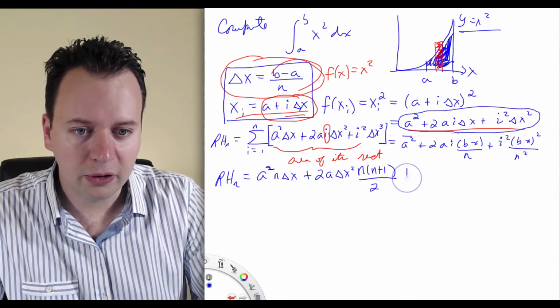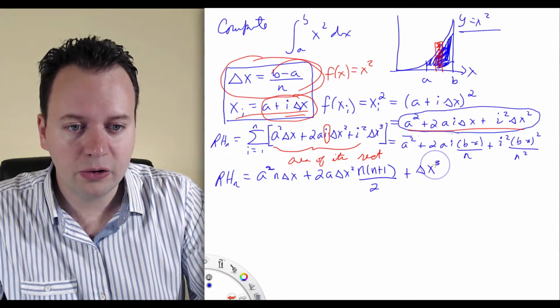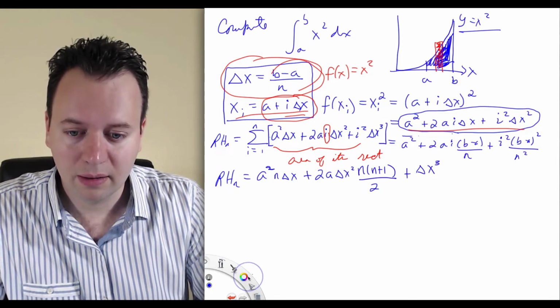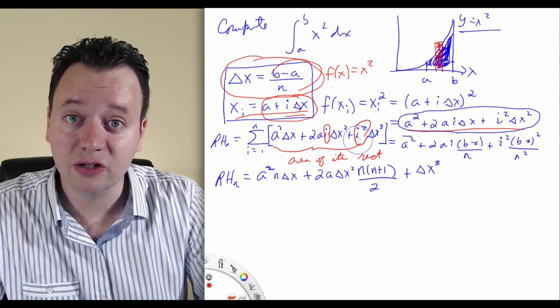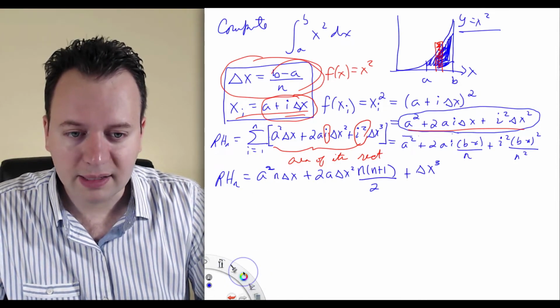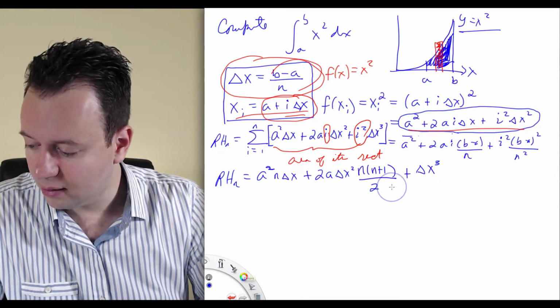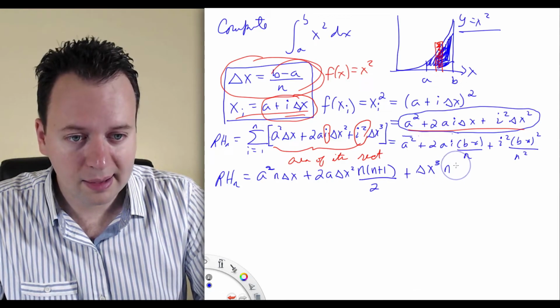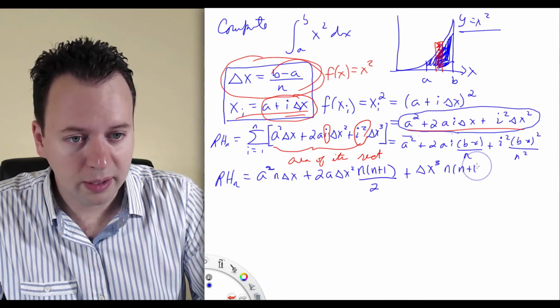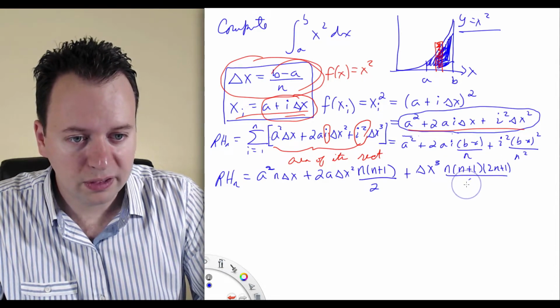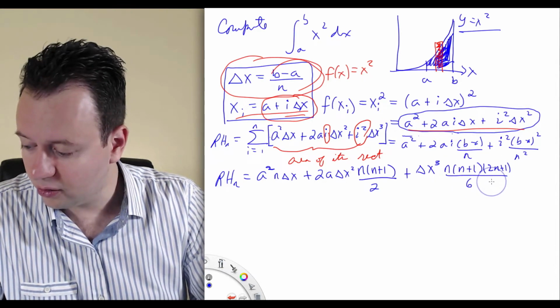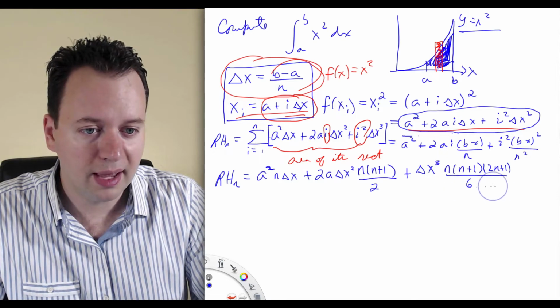And then the final term, I get delta x cubed times the sum of i squared from 1 to n. Now when I sum i squared from 1 to n, the formula is that we get n plus 1 times 2n plus 1 over 6. So that's the formula for the sum of i squared from 1 to n. It's right here.